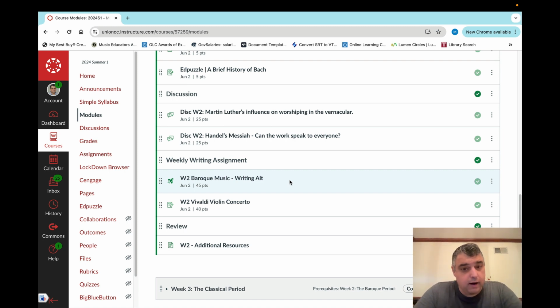Then Vivaldi's Violin Concerto is the second essay that we're going to do. We're going to watch Vivaldi's Violin Concerto, and then we're going to write about it. We're not going to use AI. We don't need to give all the stuff that's in that module. When you click on the link, that's all you need to use to write the paper. It's not a research paper on Vivaldi, and it's not a research paper on the Spring Violin Concerto. Other than that, that's the overview for week 2.